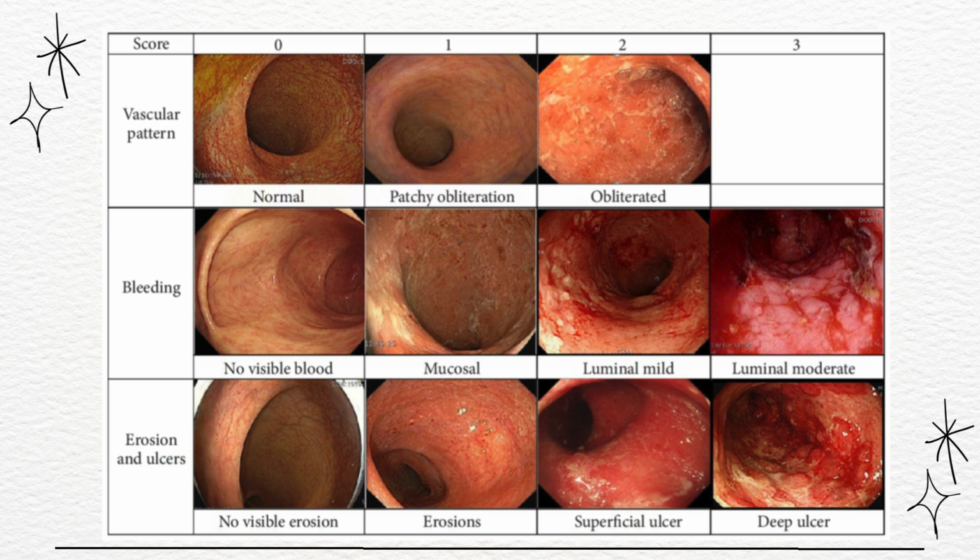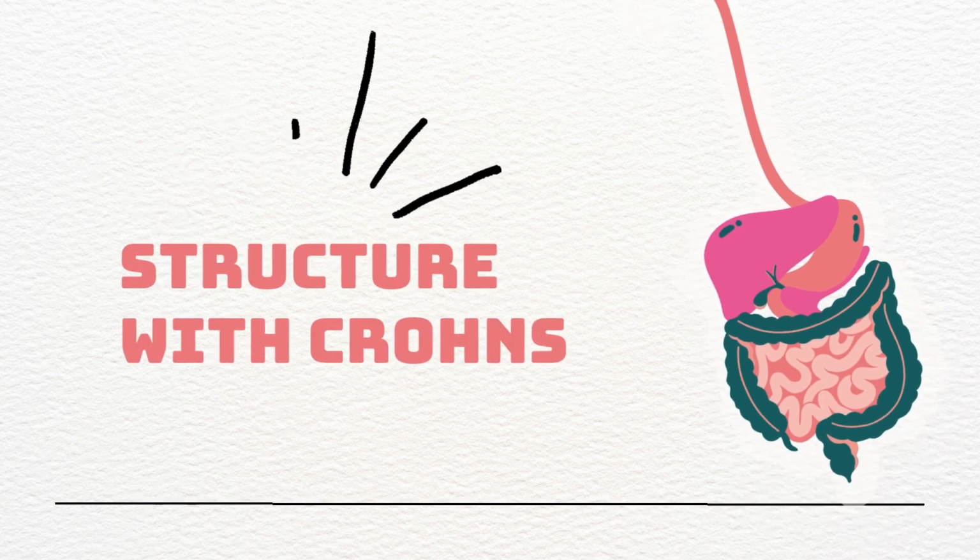And then as we progress to score 1 and 2, you see progressive loss of vascular pattern, the appearance of mucosal oozing, and then shallow, deeper ulcers. And as we reach score 3, the mucosae is profoundly disrupted, bleeding pools obscure the view, vascular architecture is gone, and deep ulcers penetrate the bowel wall. And now the structure with Crohn's disease.